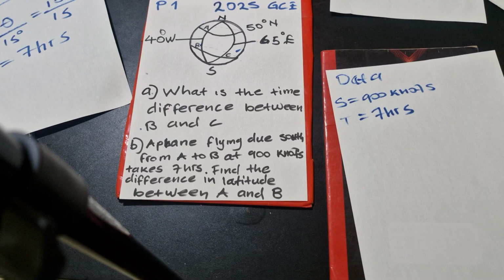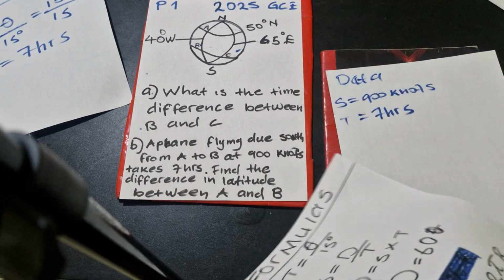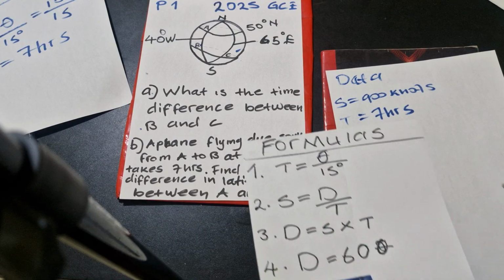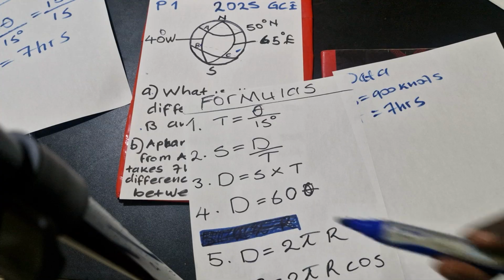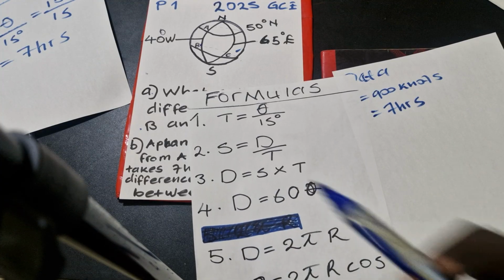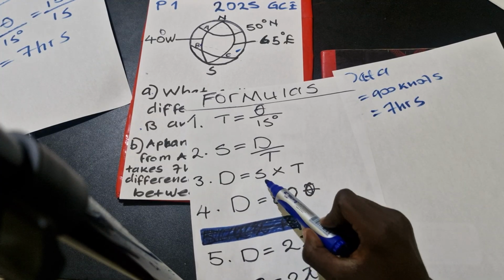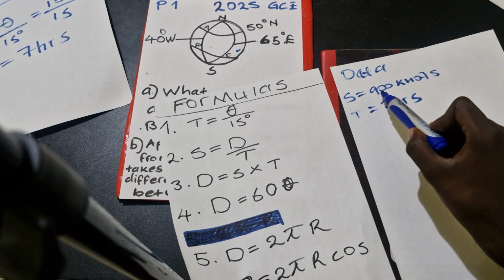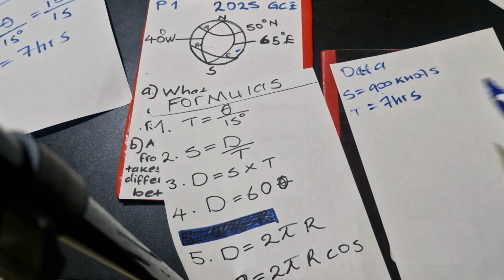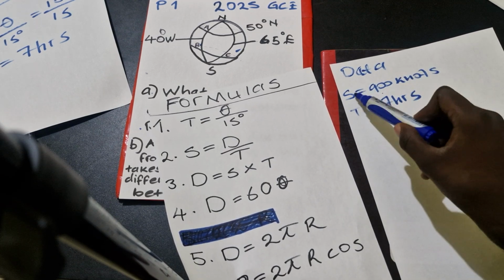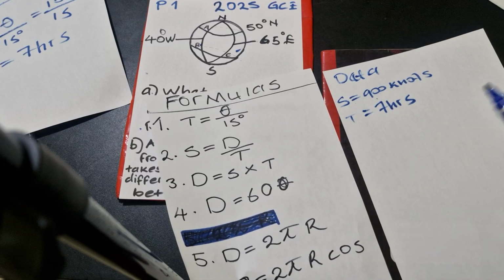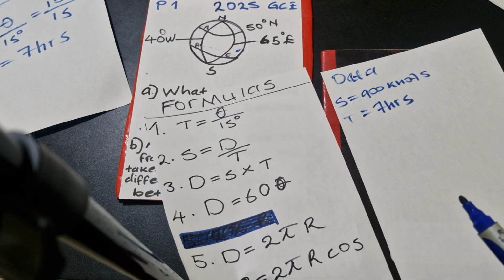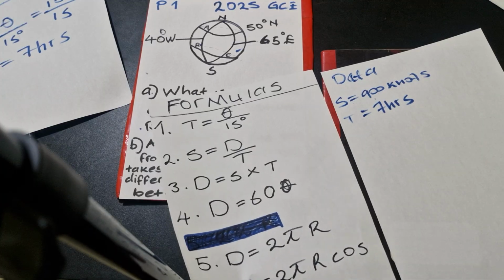So as a student, when you take down this data, that's when you ask yourself, which formula should I use? The formula we're going to use is formula 3. Formula 3 is for distance. Formula 3 has the speed. Our speed is 900 knots, and it is going to come here. And what is our time? Our time is 7 hours.